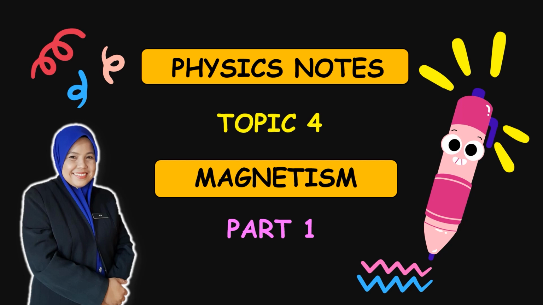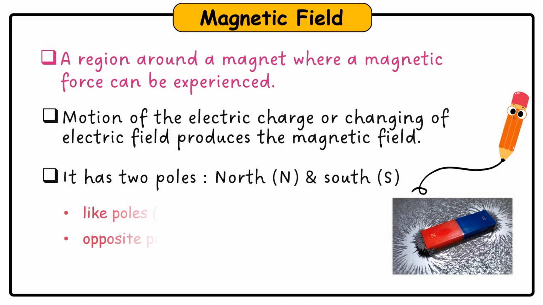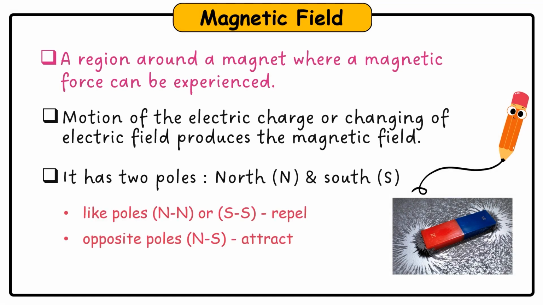In this video, we will discuss topic 4, which is about magnetism. I will divide it into two parts. The first part is subtopic 4.1 to 4.3 and the second part is 4.4 to 4.6. The first subtopic is about the magnetic field. Magnetic field is defined as a region around a magnet where a magnetic force can be experienced. It can also be produced from the motion of electric charge or changing of the electric field.